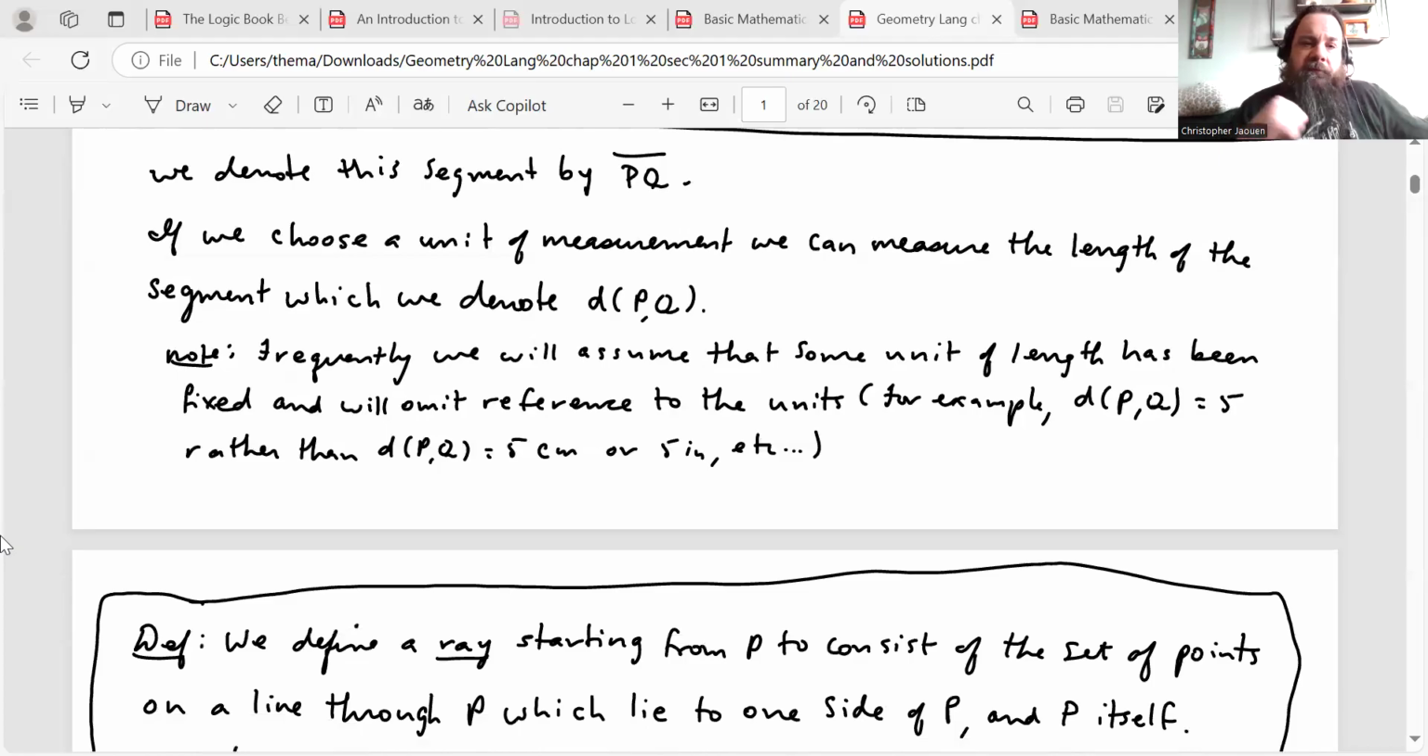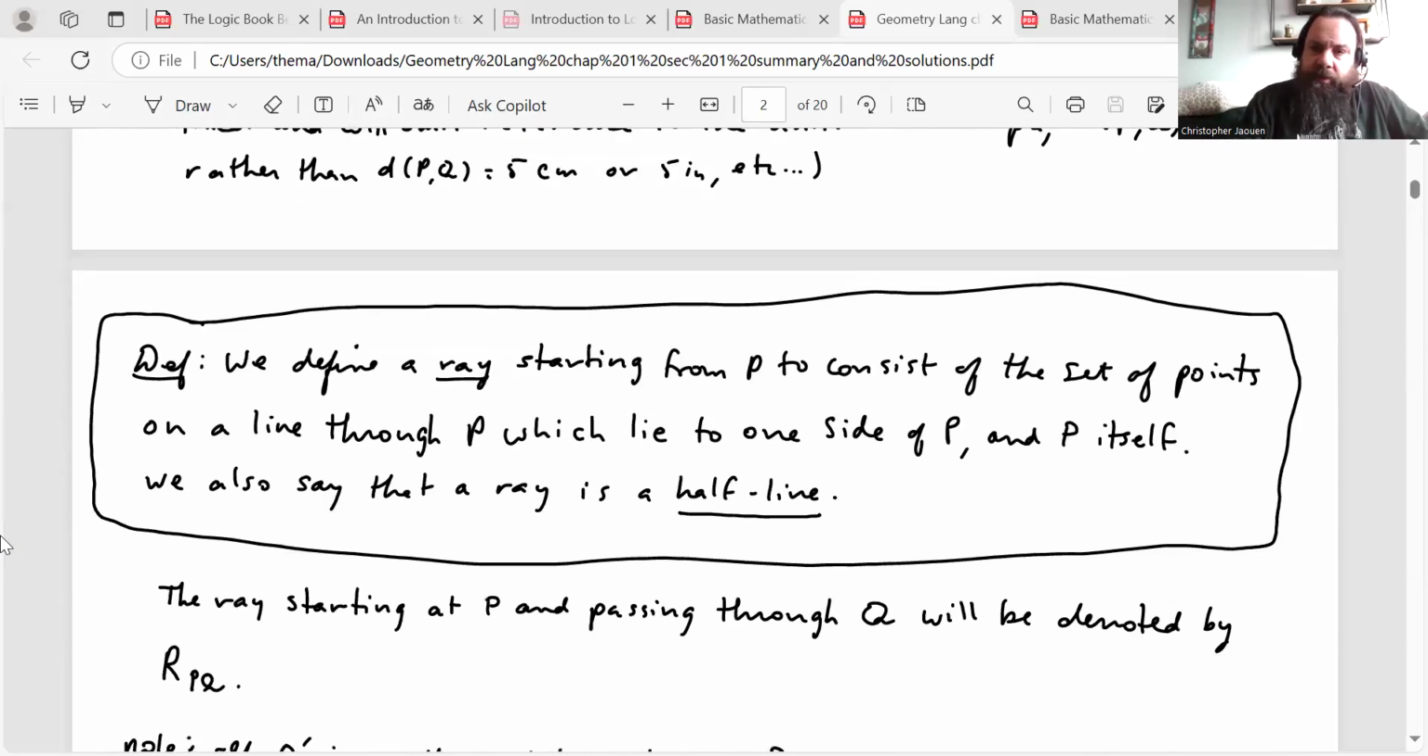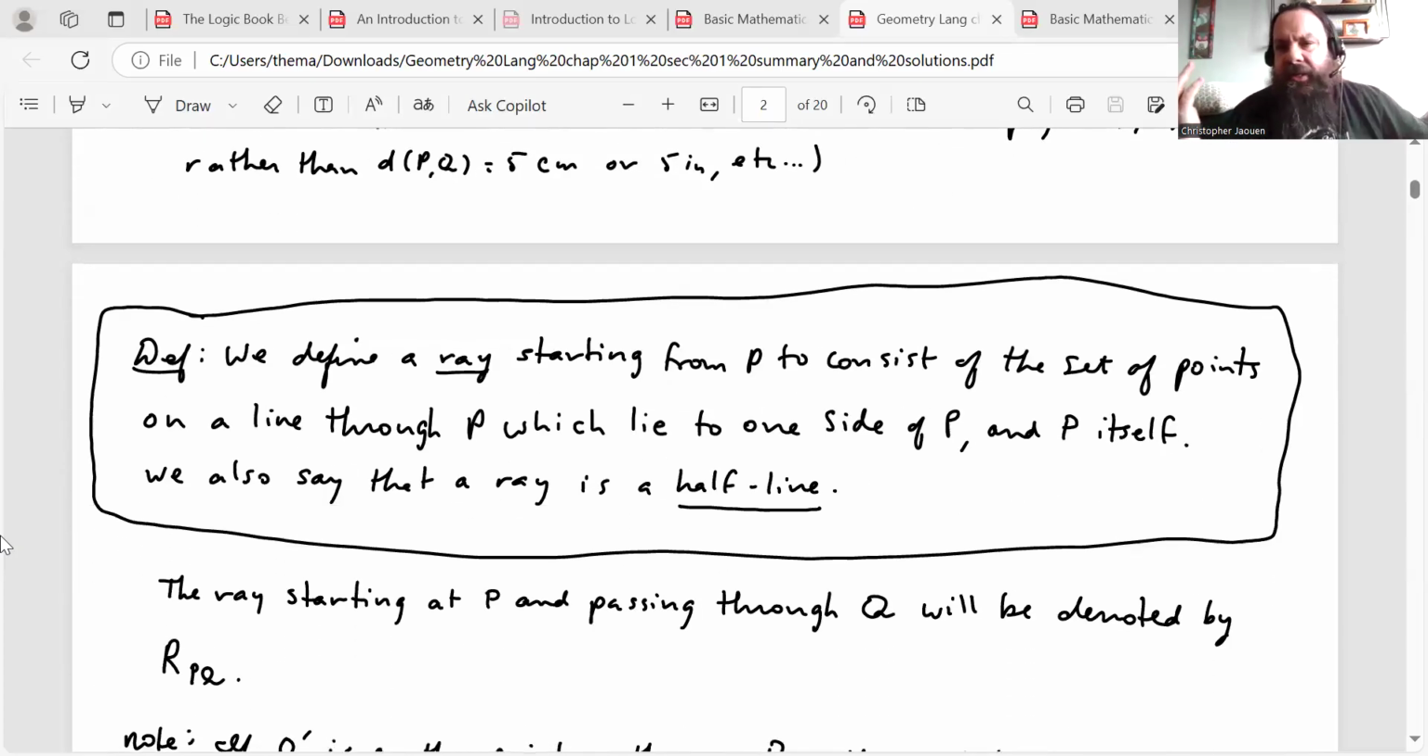And we have a note here. Frequently, we will assume that some unit of length has been fixed and will omit reference to the units. For example, we write d(PQ) equals 5 rather than d(PQ) equals 5 centimeters or 5 inches or whatever. All right. Let's see, we have another definition. There's a lot of definitions here because we're just starting.